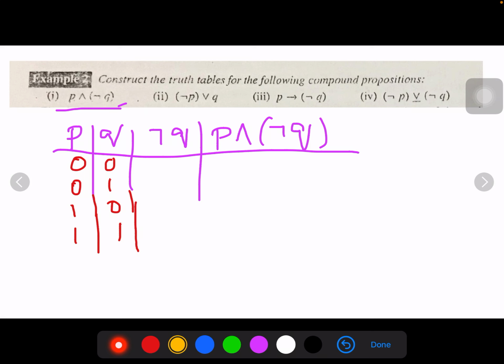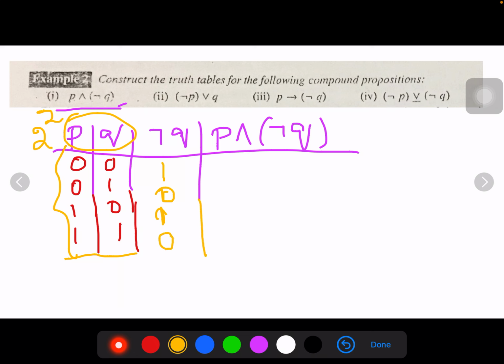Since there are two propositions here and each one has two truth values, how many rows are required? 2 to the power of 2. If there are 3 propositions P, Q, R, then 2 to the power of 3, that is totally 8 rows or combinations of values. Here only 4. 2 to the power of 2 is 4 values. Negation Q becomes 0 here, 1 here, 0 here.